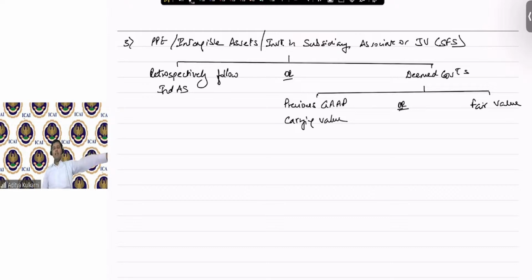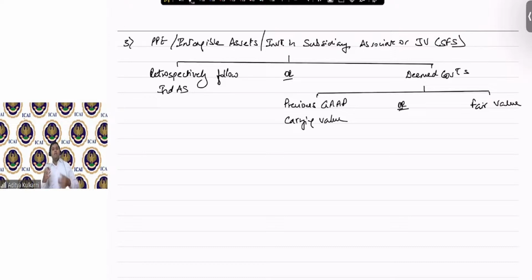Previous GAAP carrying value means what? You will look at your fixed asset register, for example. Fixed asset register में क्या रहता है? Gross block, accumulated depreciation, net block. So when I talk about previous GAAP carrying value, you basically will end up taking the net block. Is it clear, everyone? You will end up taking the net block into your fixed assets for the purpose of transition.